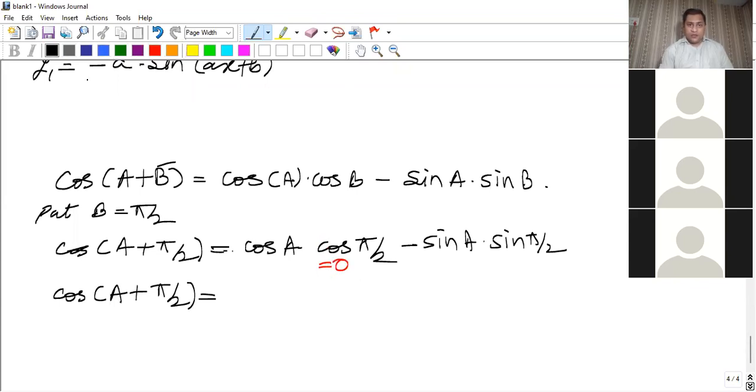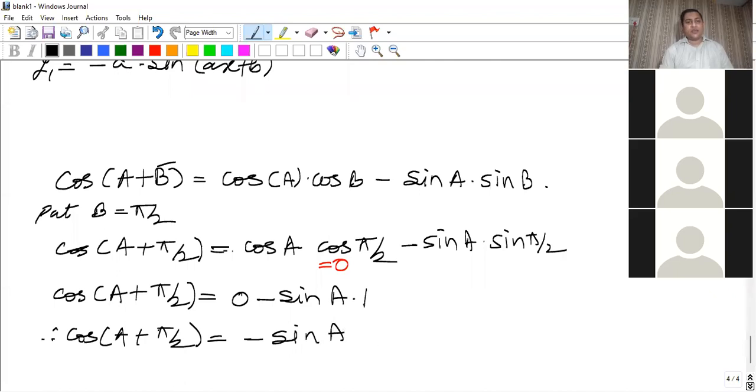So cos pi by 2 is going to be 0, so this value is going to be 0. And we got here minus sine of A. What is the value of sine pi by 2? 1. Okay, so we got here a relation. So cos of A plus pi by 2 is equal to minus sine of A. Is that okay?